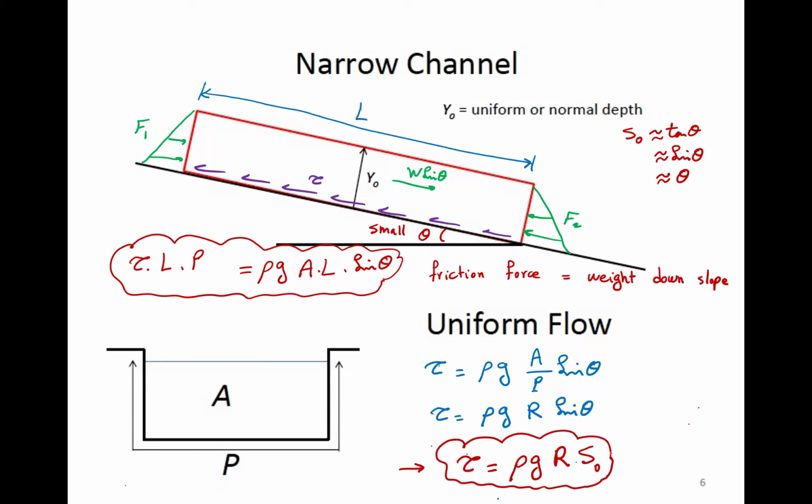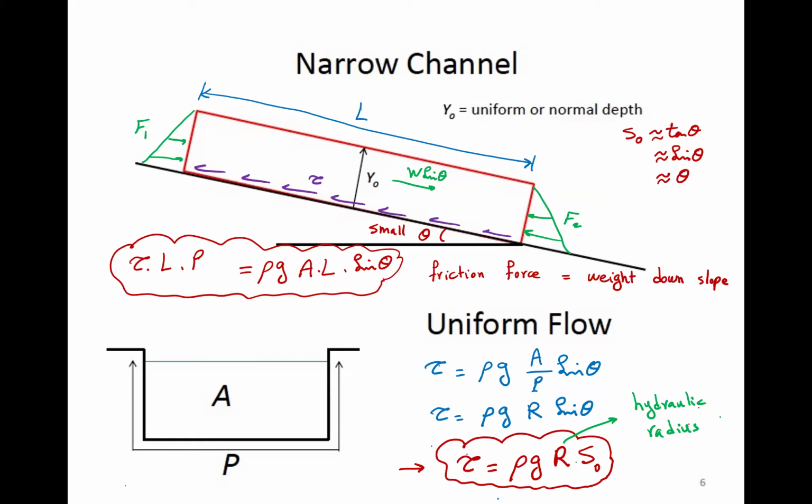It is telling us the shear stress in an open channel flow, if you have uniform flow, will be equal to rho g R S naught. I'm going to write down that R is hydraulic radius, just to make sure we are clear. The shear stress in an open channel flow is equal to rho g R S naught, if theta, the slope, is small.